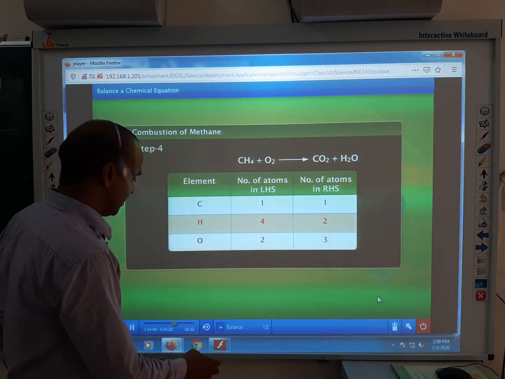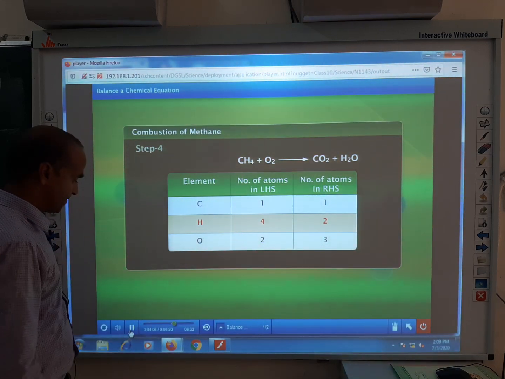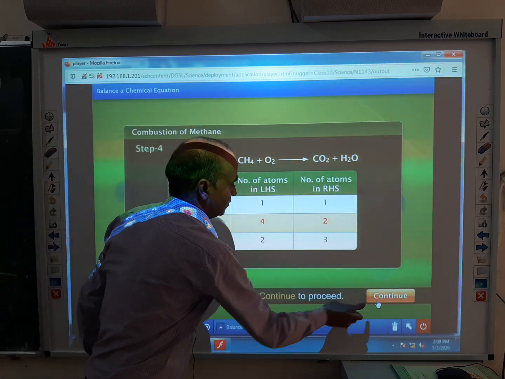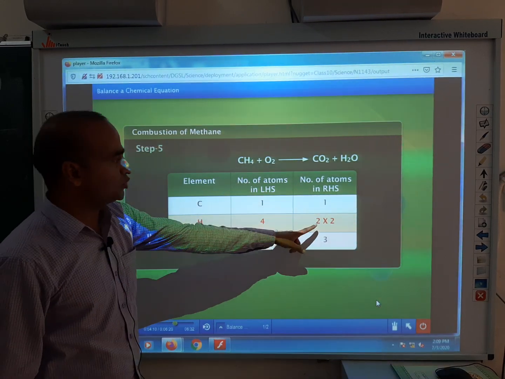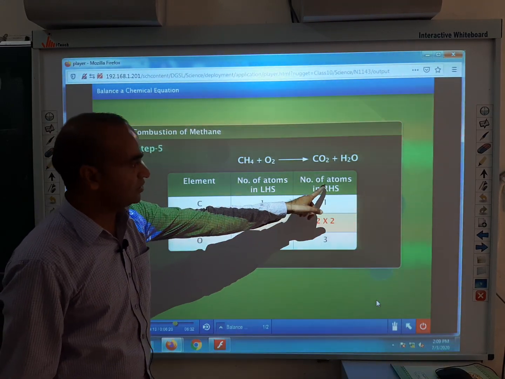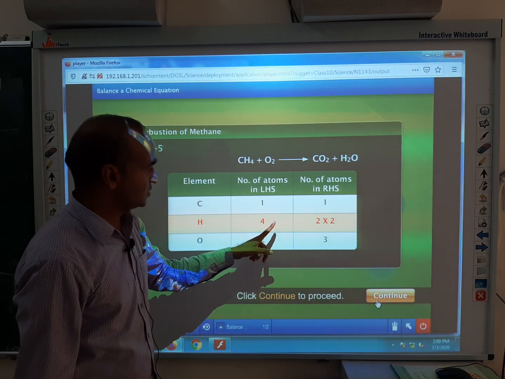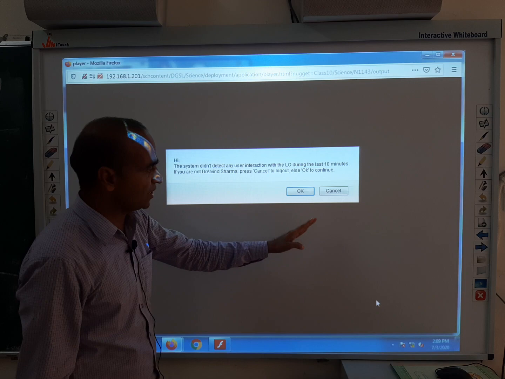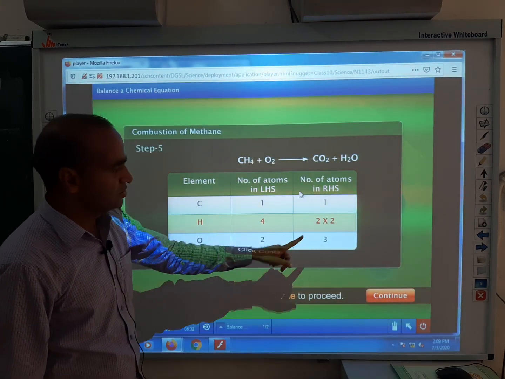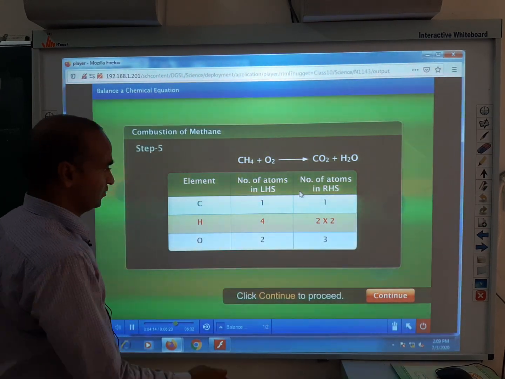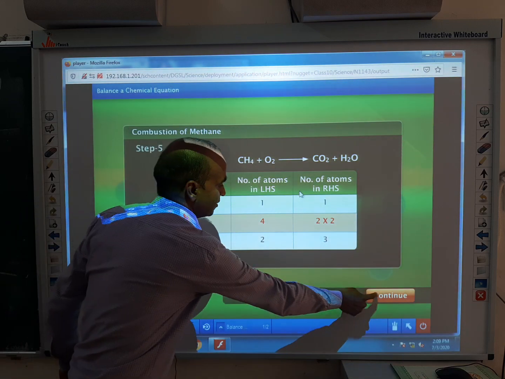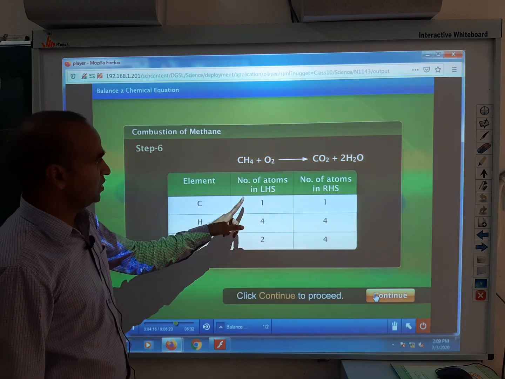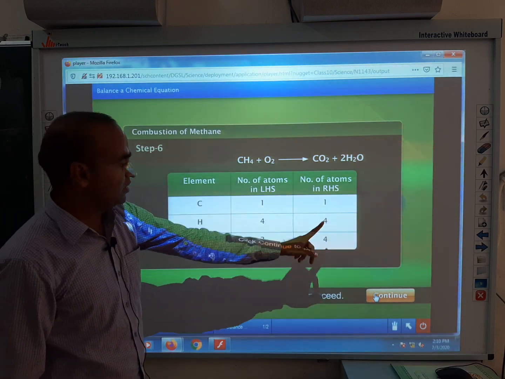Now see, in the next step balance the hydrogen, then multiply by the 2. Now see, the number of atoms on the right hand side becomes equal to the left hand side when we multiply by 2. When will it happen? When you multiply this, right? Then we move to the next step. This is step 6. The number of hydrogen atoms is equal on the left hand side and right hand side.